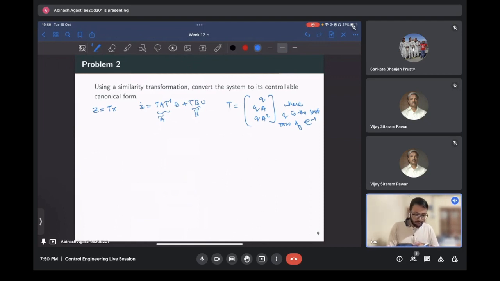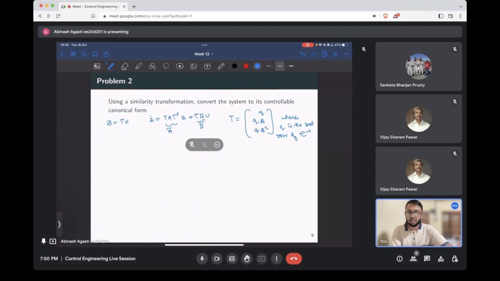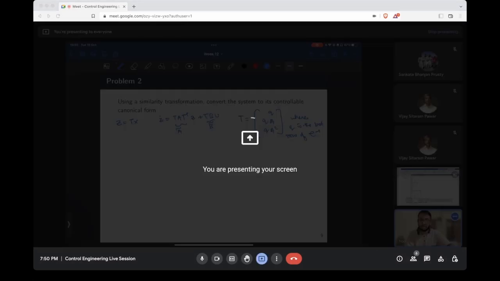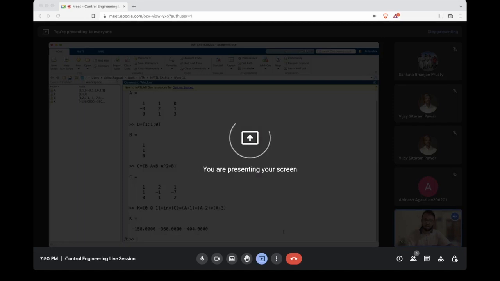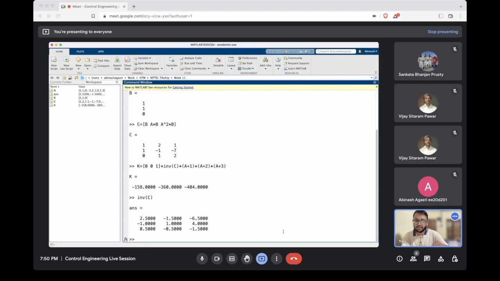Okay, so let's do that again on MATLAB. So here we have, what do we need? First we want to find the inverse of the controllability matrix, inverse of C. So let's just note it down. Give me a moment.